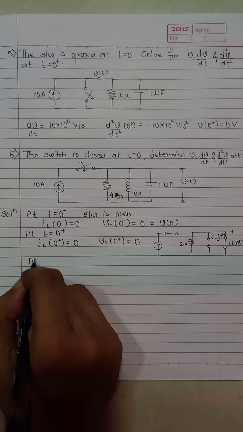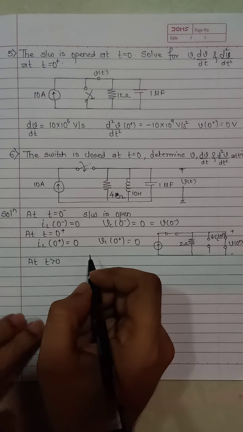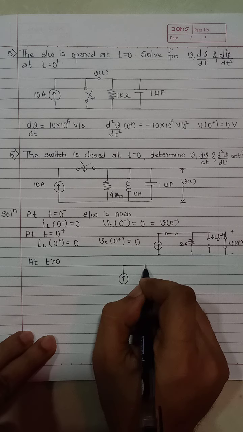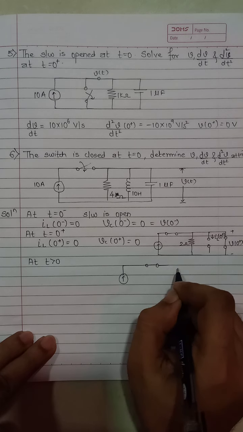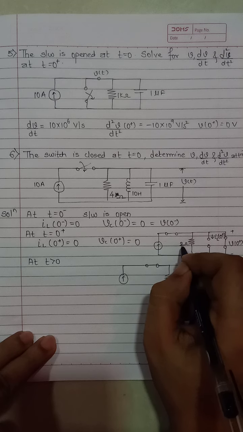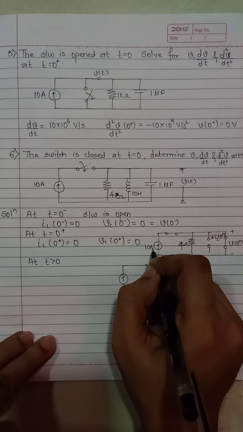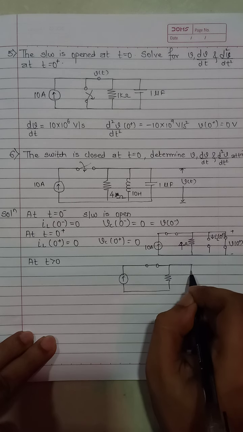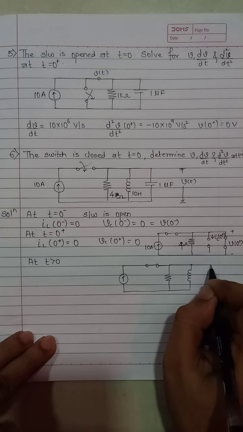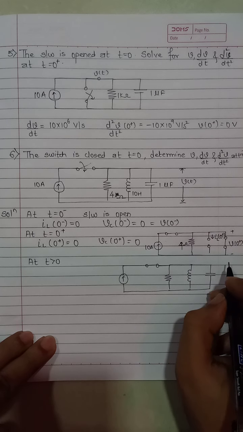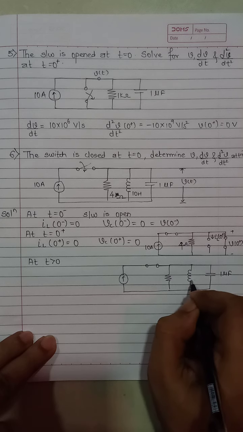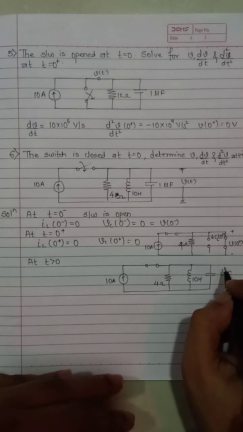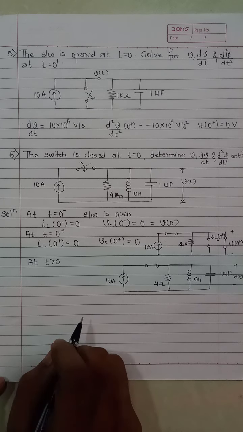Now we'll draw the circuit at t greater than 0. So the circuit for t greater than 0 will be the current source, the switch is closed, the resistor which is of 4 ohms, and this is 10 ampere, then the inductor, then the capacitor. Capacitor is 1 microfarad, 10 Henry, 4 ohms. This is 10 ampere plus minus V of t.